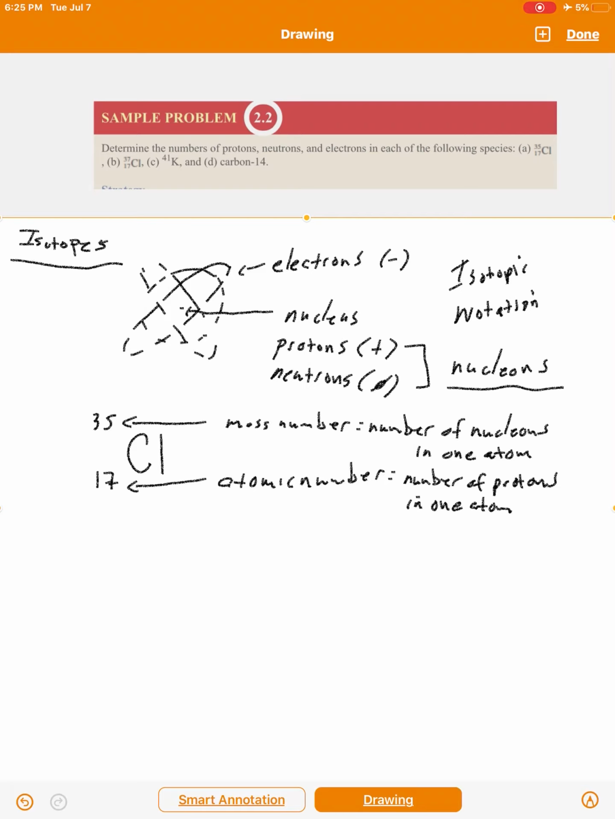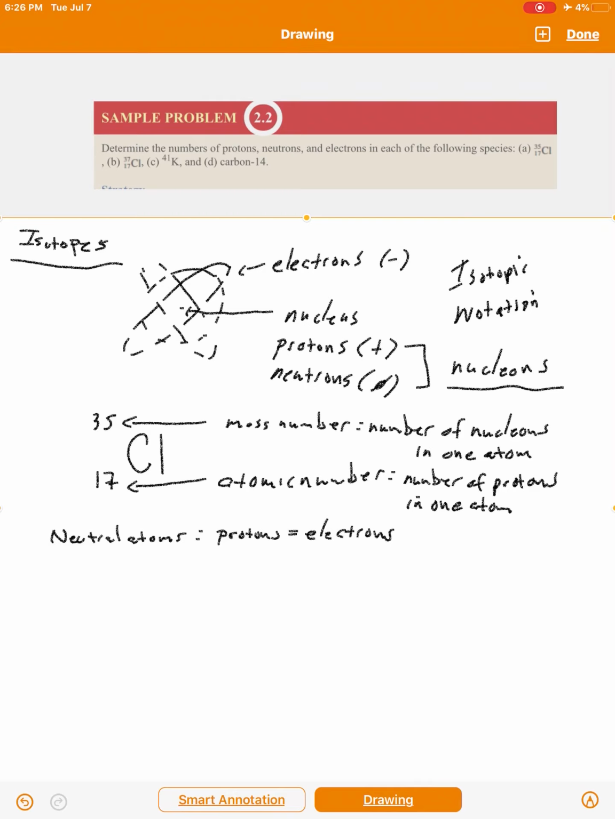The number of electrons is not indicated in this notation, but it can be inferred based on the following principle. In what are called neutral atoms, atoms are by definition neutral, the number of protons is equal to the number of electrons. So in a sense, the atomic number gives you 2 for the price of 1. It gives you the number of protons, but because the number of protons is equal to the number of electrons, it also gives you the number of electrons.